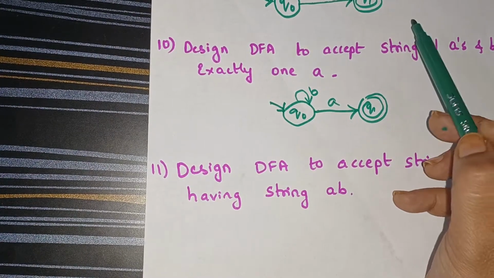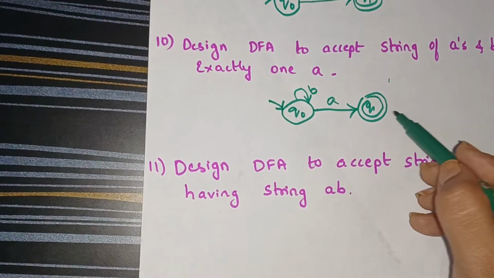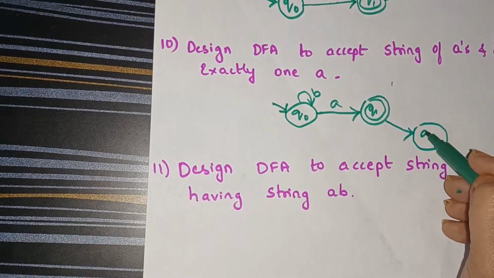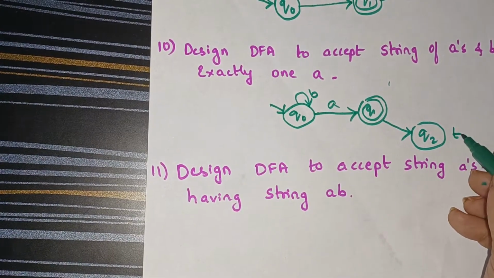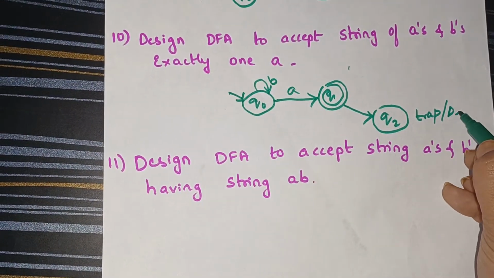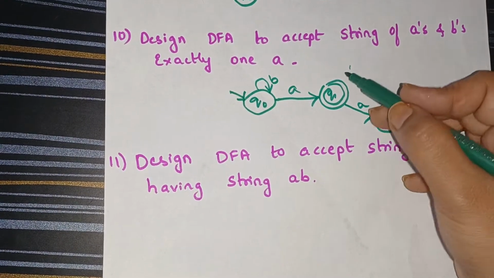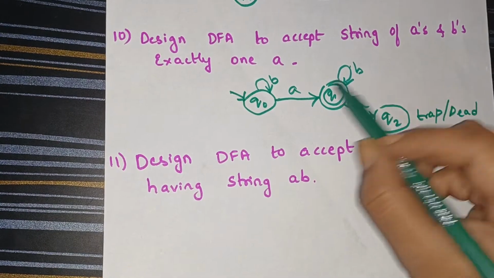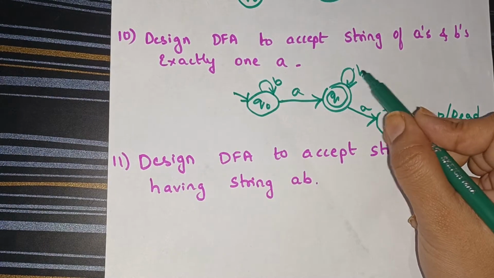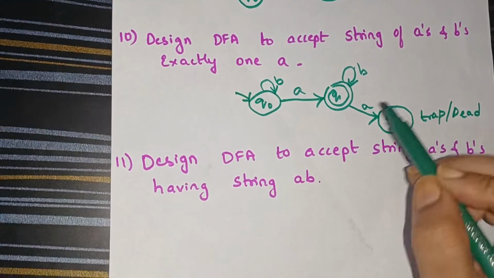Here we have input A and B. If I put A here as a self loop, what will happen? 2 A's will occur. So what I will do is send it to a trap state. So Q2 is a trap state or a dead state. I will send A and B here, and I can self loop. See, with B, A, B, only a single A is present, and if I loop A here, multiple A's will occur. So I am sending it to the trap state.